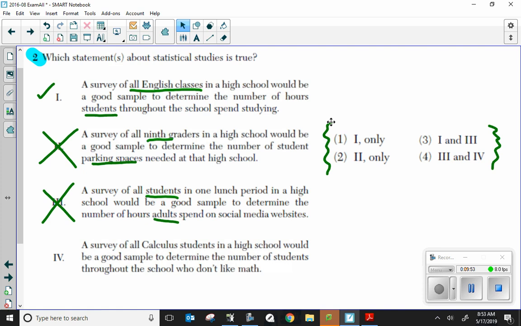So number 4. The survey of all calculus students in high school would be a good example to determine the number of students throughout the school who don't like math. You might say to yourself, well, students either like or don't like math, but to me, this shows bias. What does that mean? If I ask kids in calculus whether they like math or not, chances are they like math. That's why they're in calculus. Not only do they like math, but they're good at it.